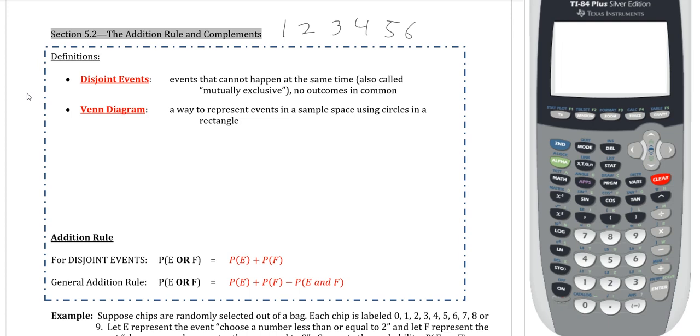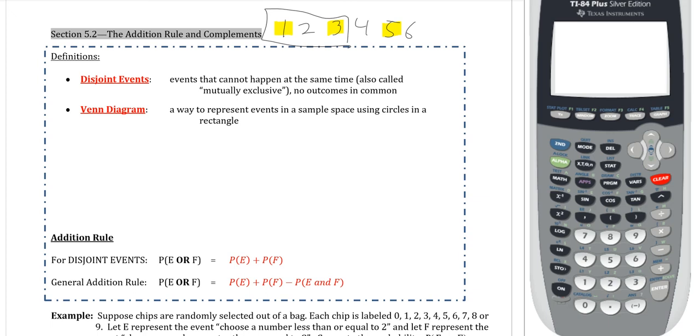For example, rolling a number less than 4 would include 1, 2, and 3, and rolling an odd number would include 1, 3, and 5. So those are two different events that can happen simultaneously. I could, at the same time, roll an odd number while also rolling a number less than 4. That means that they have outcomes in common.